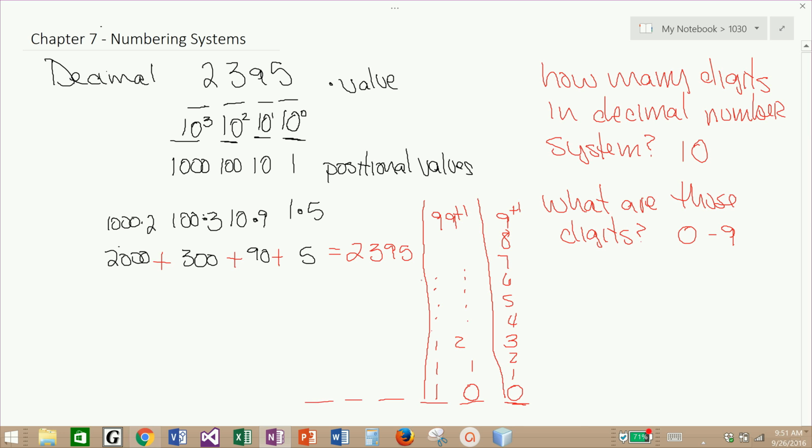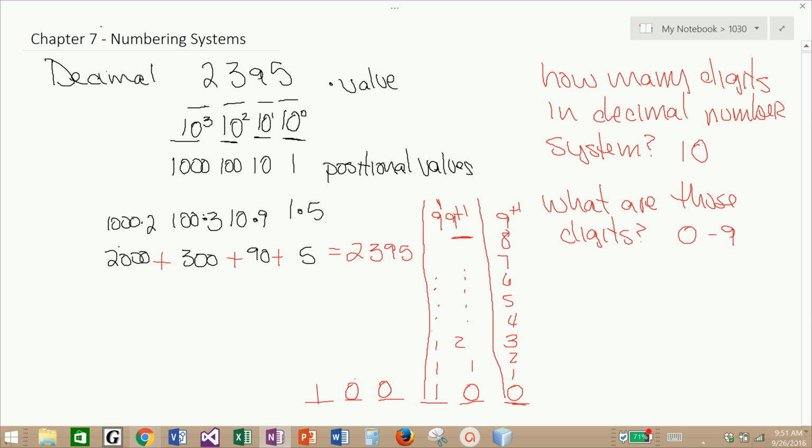So when I add 1 to this first 9 in the least significant place right here, this drops my first positional value to 0, and then I'm going to carry the 1. But 9 plus 1 is going to drop my second positional value to 0, and I'm going to carry the 1.